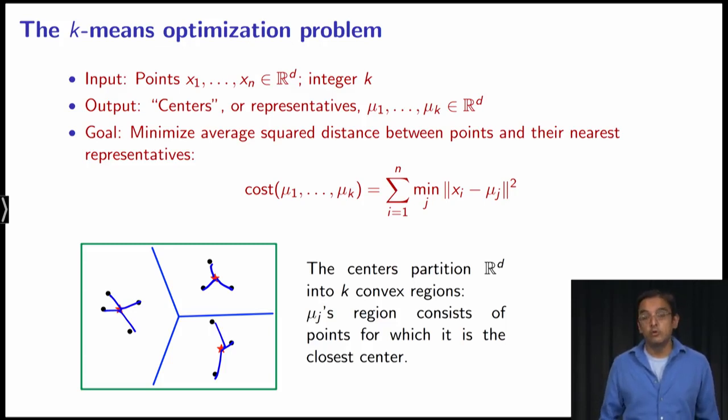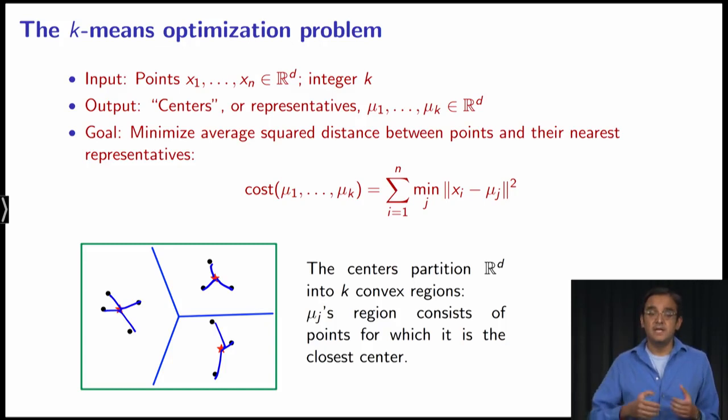Now more generally, we will be in R^d, and there'll be k centers. We assign each point to its closest center, and so this ends up carving d-dimensional space into k regions. It turns out that each of these regions will be a convex region and is often called a Voronoi cell. So this is the k-means optimization problem.